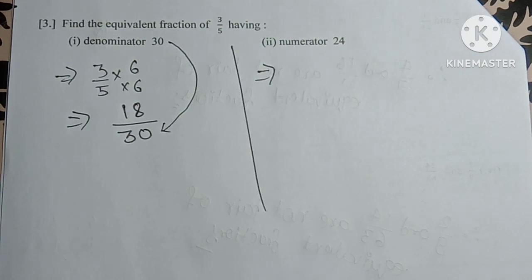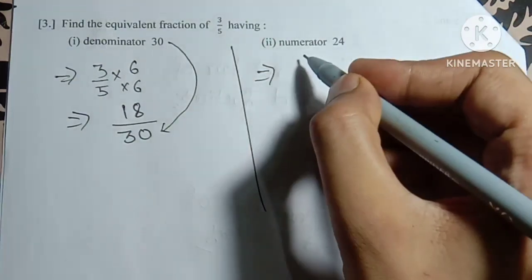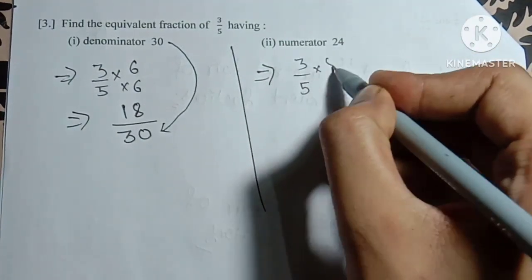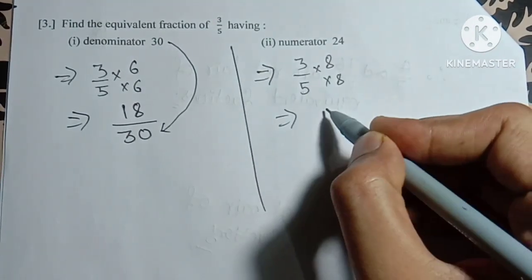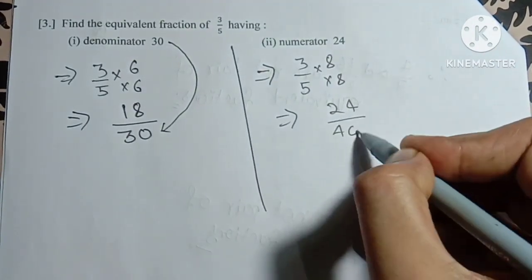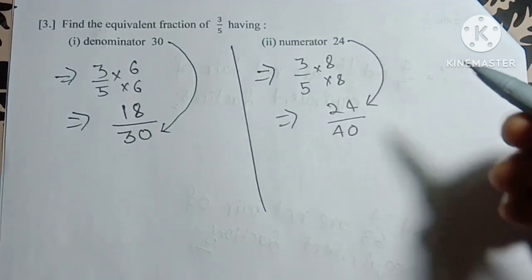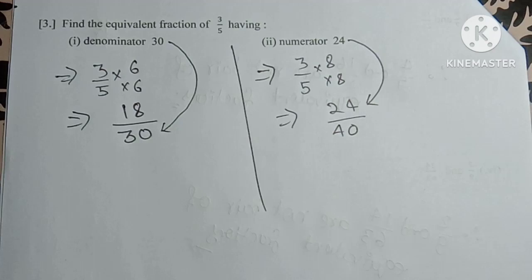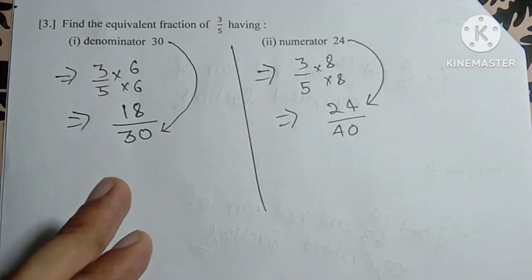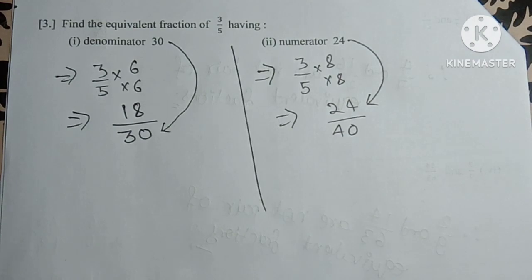So 3 times 8 yields 24. So we will have to multiply both numerator and denominator by 8. On doing so, what we will get is 24 upon 40. We have fulfilled the condition given by the question maker or author of the book, that is, the numerator will be 24. Here you do not have to worry for the numerator because the condition is given only for the denominator. Here you do not have to worry for the denominator because the condition is given for the numerator.